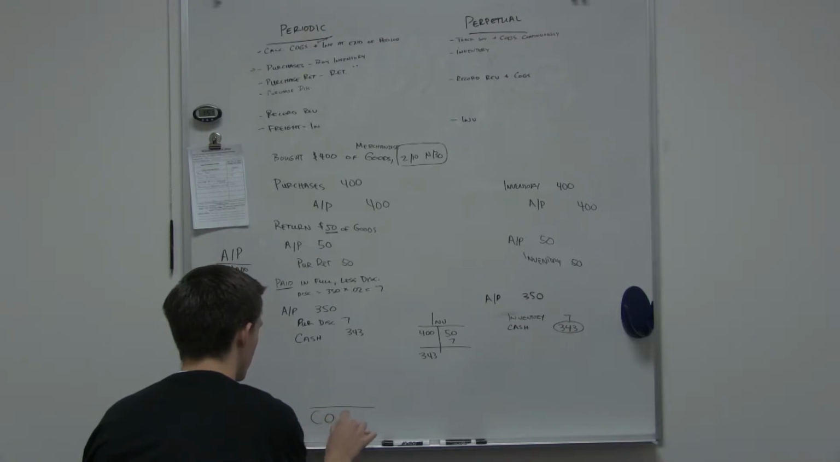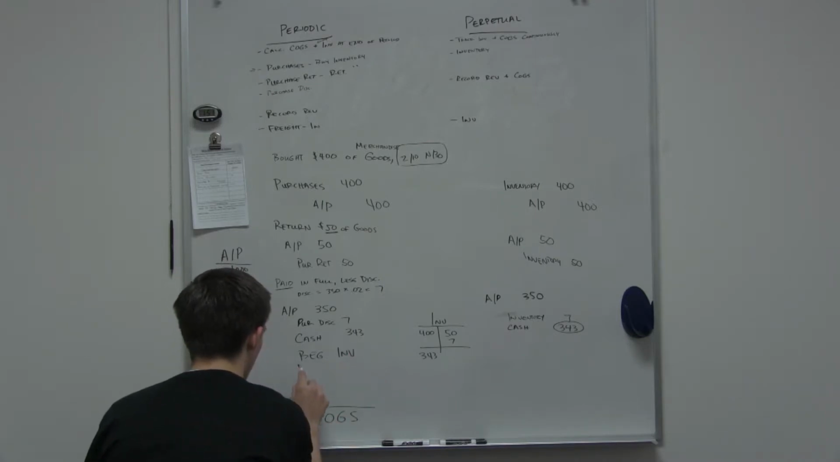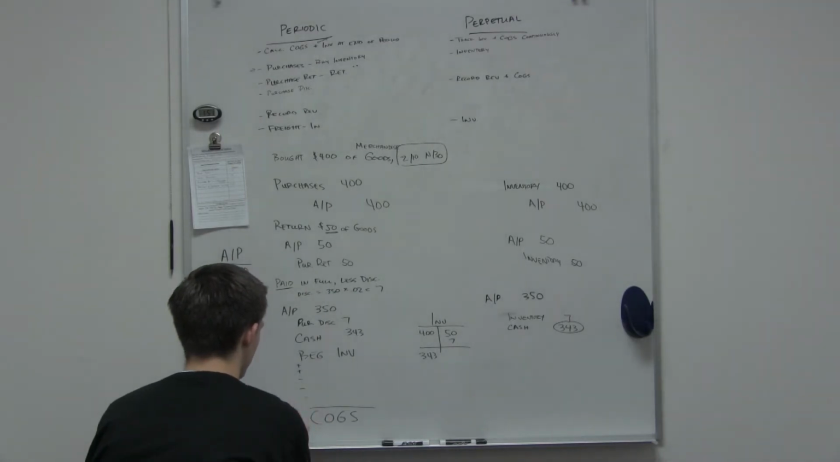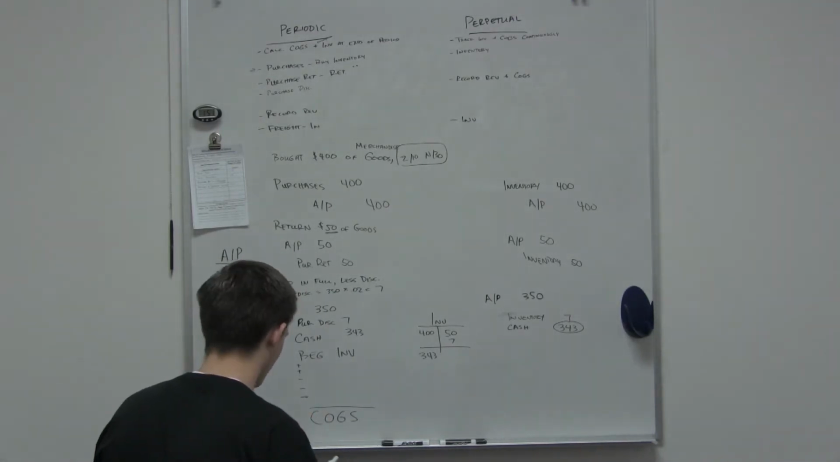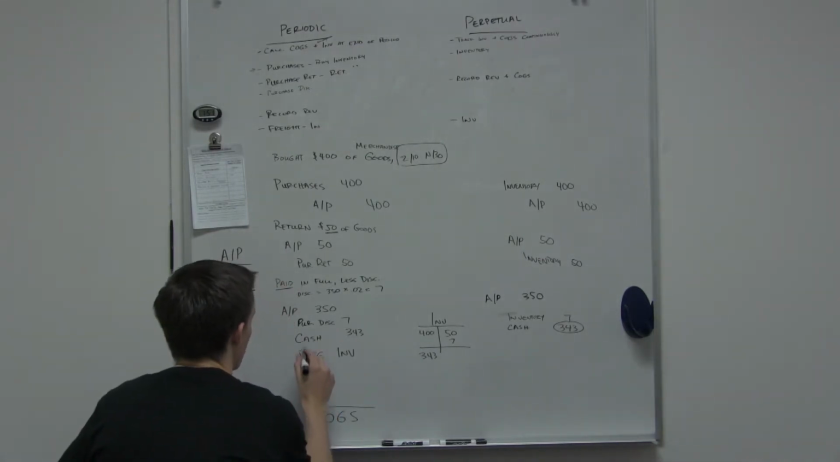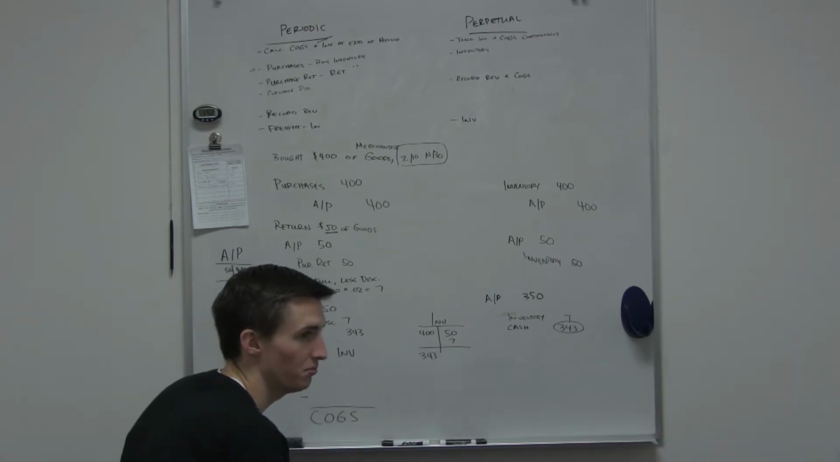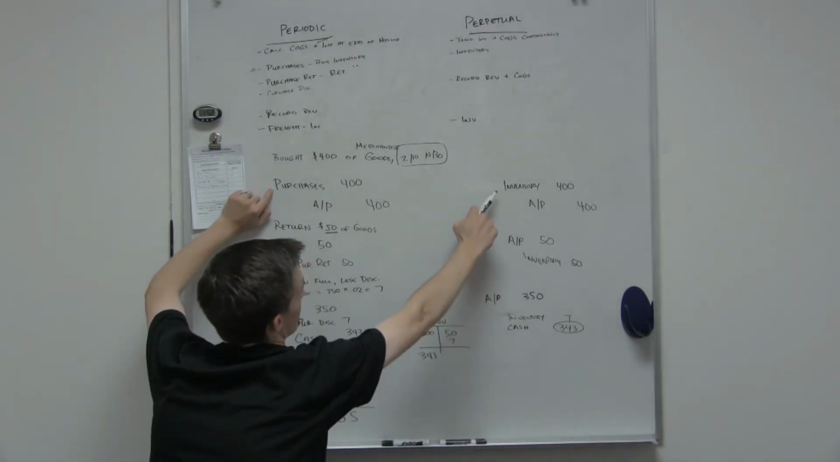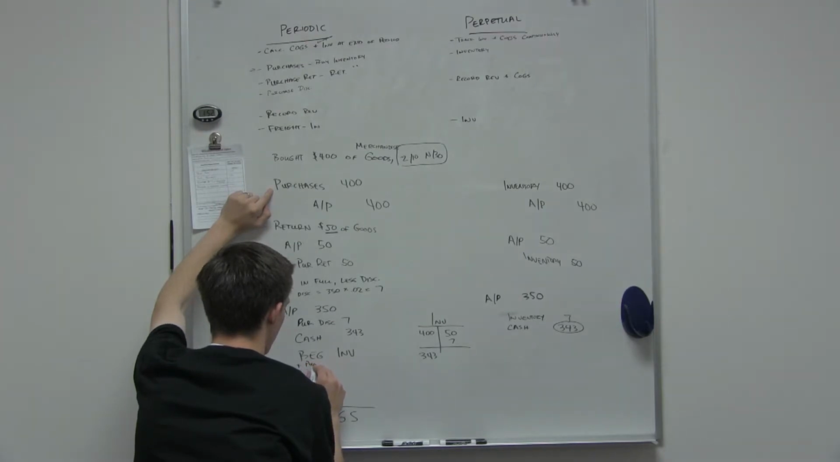Cost of goods sold: beginning inventory, plus, minus. Beginning inventory plus... revenues? Sounds like we're into the income statement now, but no. Plus what is basically our inventory in periodic that we keep track of, just the cost? Purchases. Yeah, we add all of our purchases in.